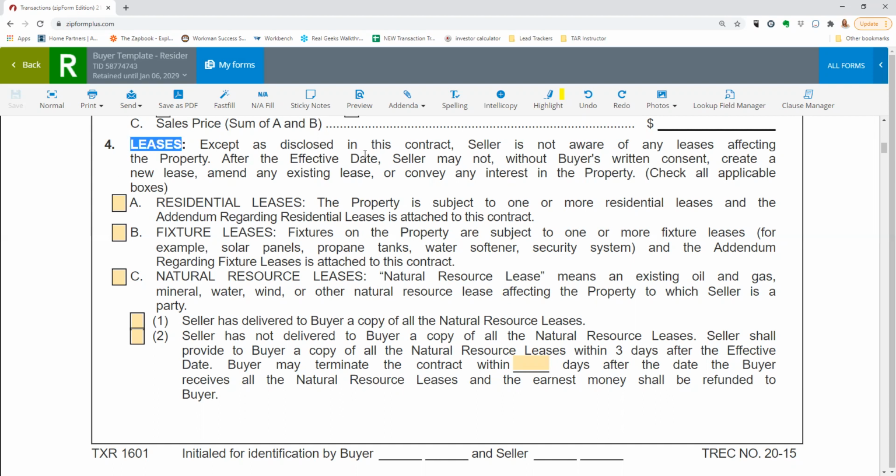So here's what the seller is saying: the seller is not aware of any other leases except for the things that they check on the boxes here. In addition to that, it says after the effective date of the contract, the seller may not without the buyer's written consent create any new leases, change any leases, or convey any interest in the property. If the seller is under contract to convey this property to a buyer, they should not be trying to change what they are actually conveying.